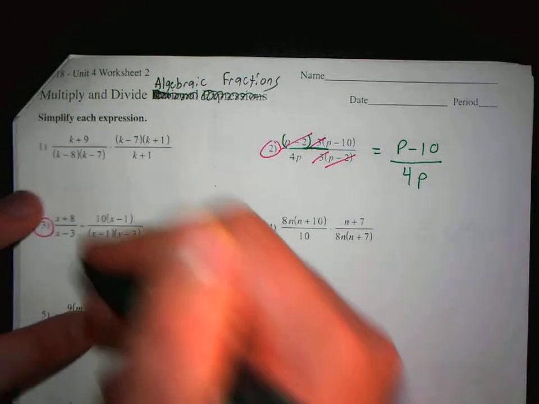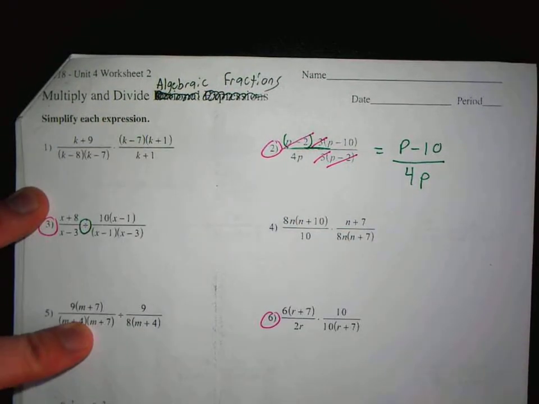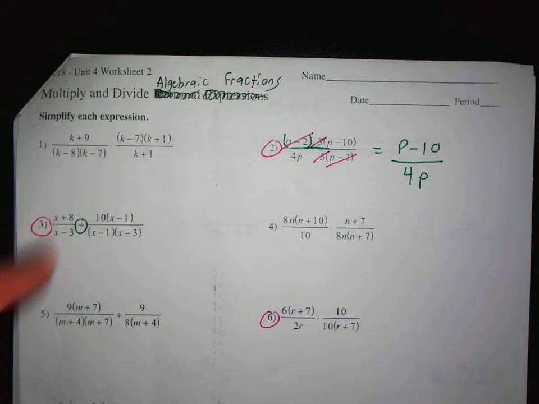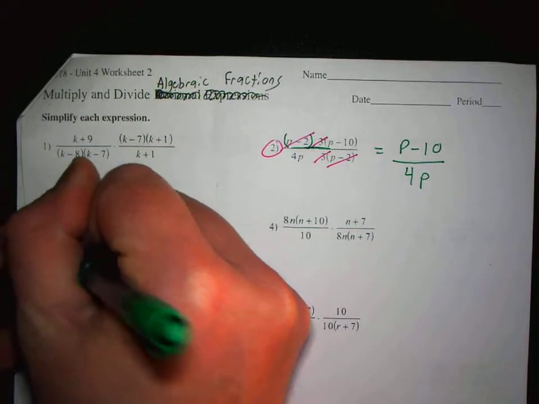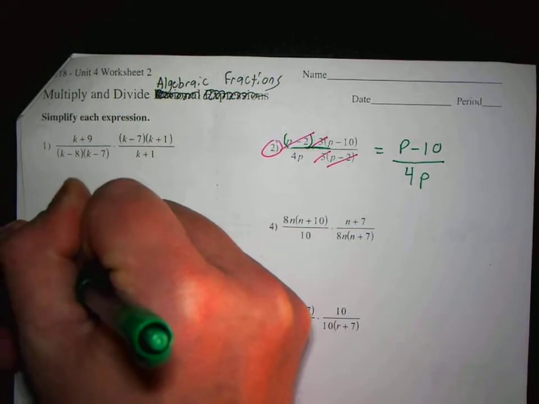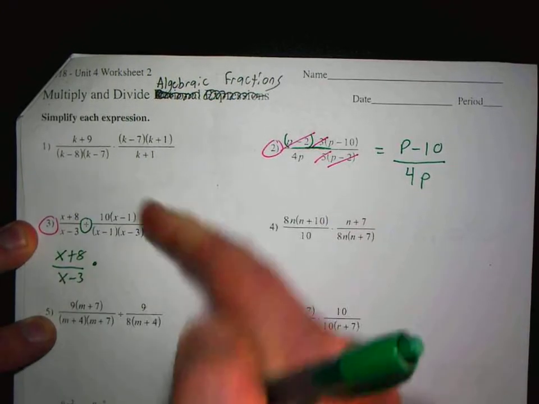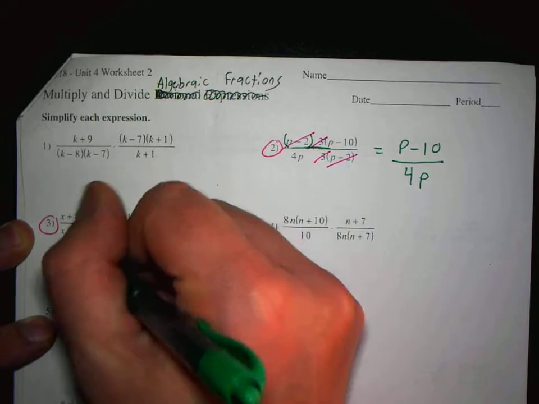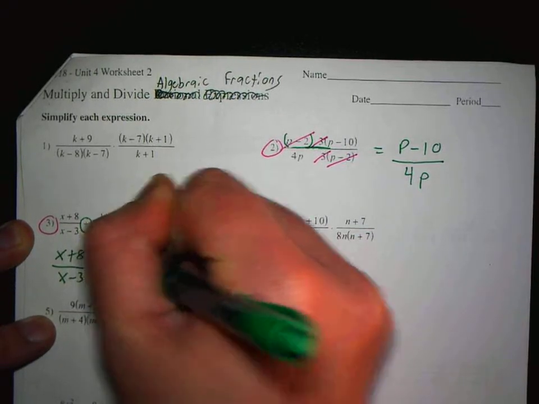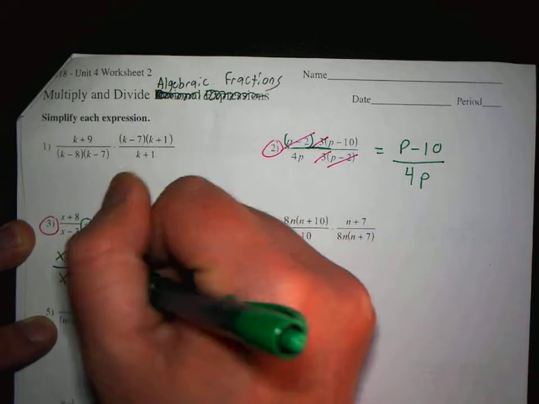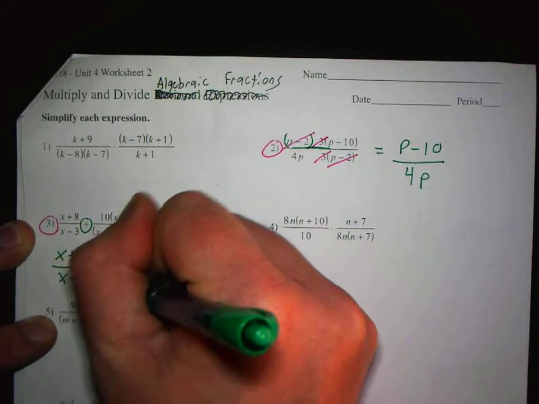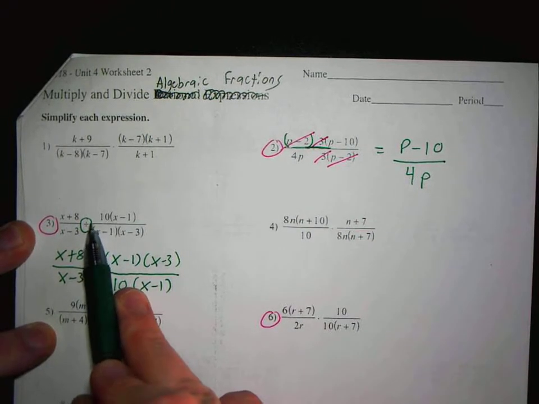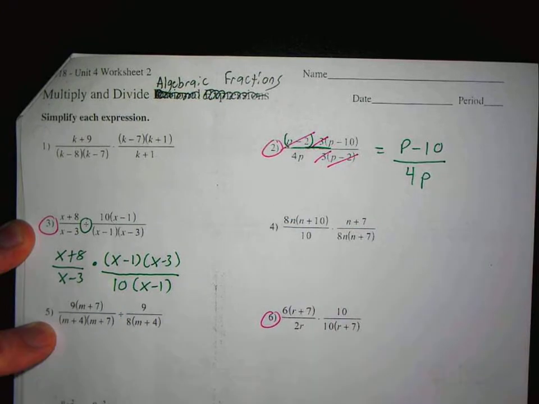Number 3, pay attention, that's division, correct? So for division, we keep the left fraction the same, and we invert that fraction, the reciprocal. So it's going to be x minus 1, x minus 3, all over 10, x minus 1. And notice, by doing that, I changed from division to multiplication.